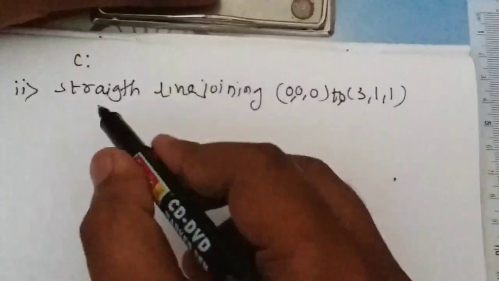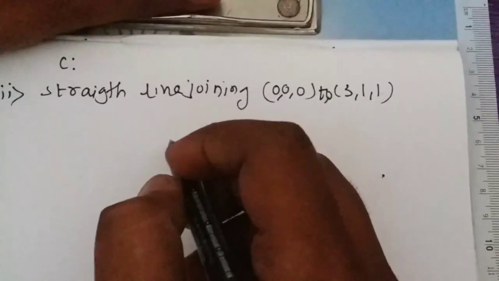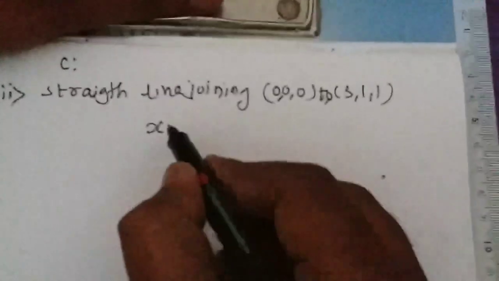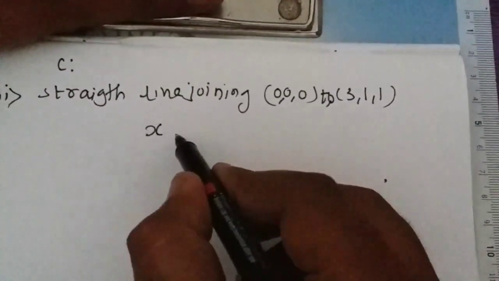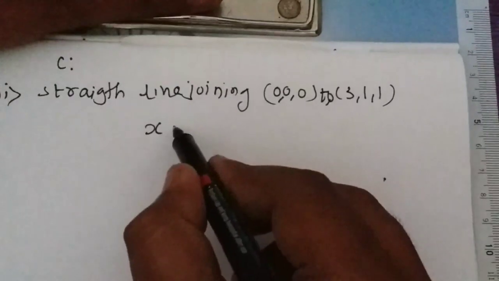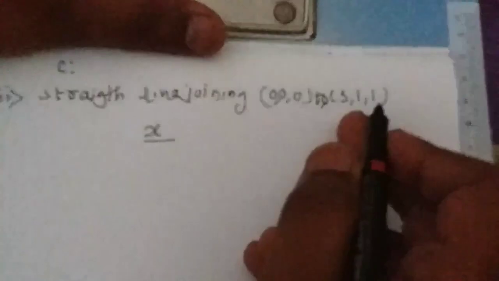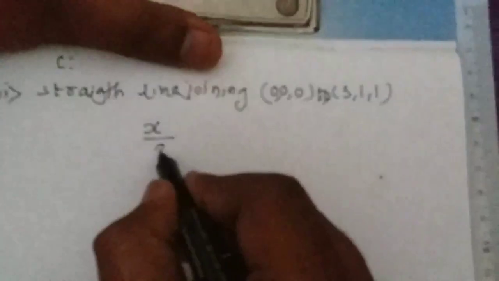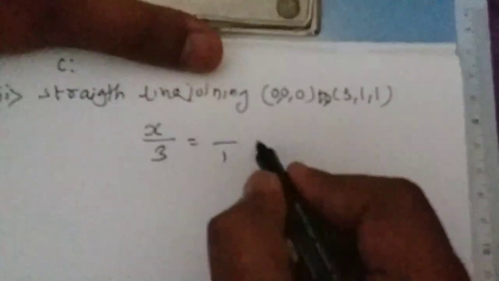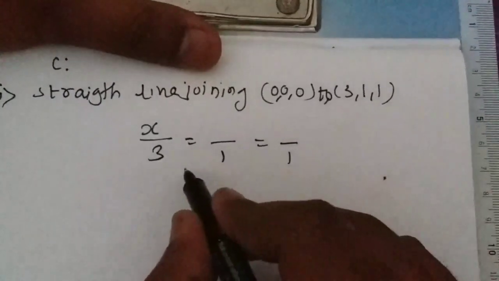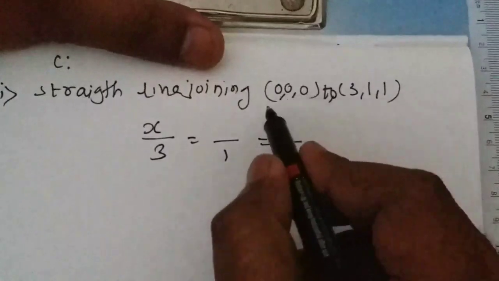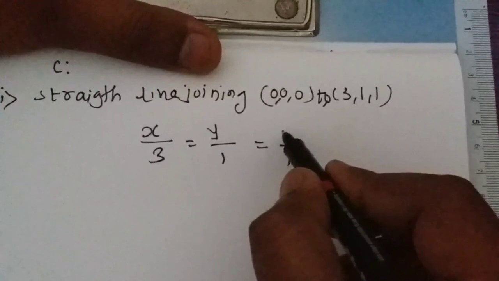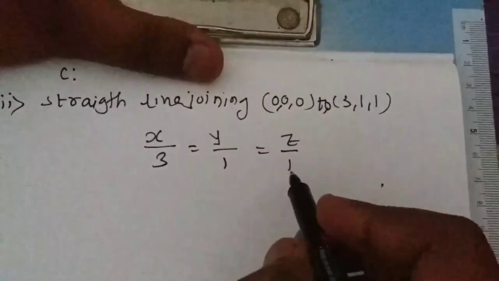So in the second case, C is the straight line joining 0, 0, 0 to 3, 1, 1. It means it is a straight line passing through the origin. Whenever we have a straight line passing through the origin, its equation can be written as x minus 0 upon the direction ratio. If we join these two points, we get the direction ratios as 3 minus 0, 1 minus 0, 1 minus 0, and the line passes through the origin. In the numerator, x minus 0, y minus 0, z minus 0. This will be the equation of the straight line.